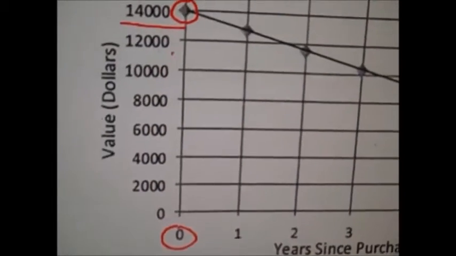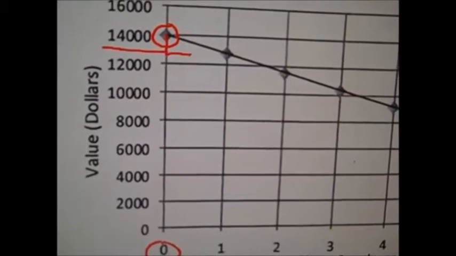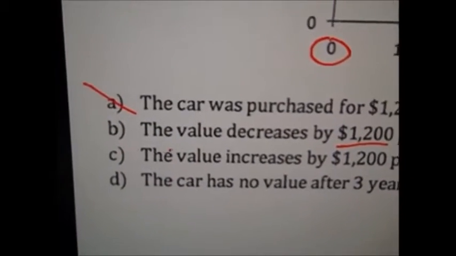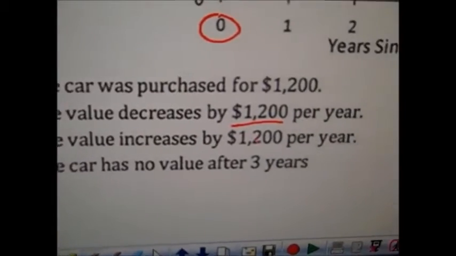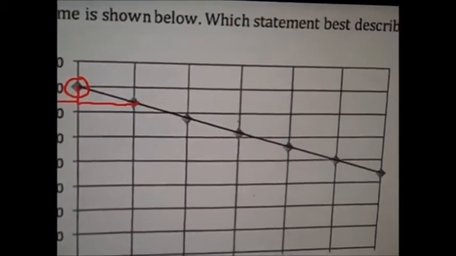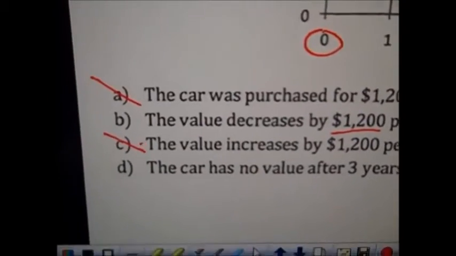This one, you will have to check the rise over run. So we'll pass it for now and look at the other ones. The value increases by 1,200 per year. The value is decreasing because this line is going down. It's not increasing.